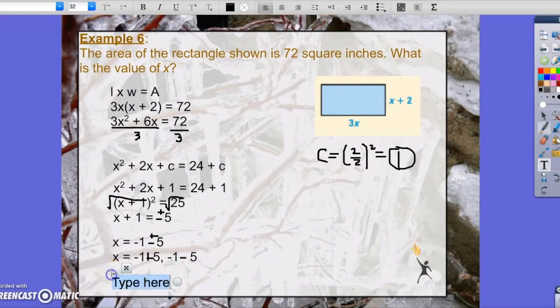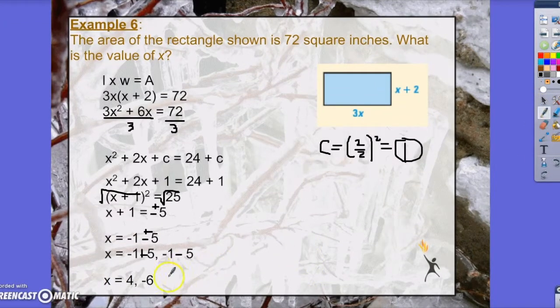My final solutions, x equals -1 plus 5 is 4. -1 minus 5 is -6. And these are my two solutions for x. If you remember from earlier lessons with area, I cannot have a negative, so we crossed out that answer. So my final answer is 4, is the value of x.